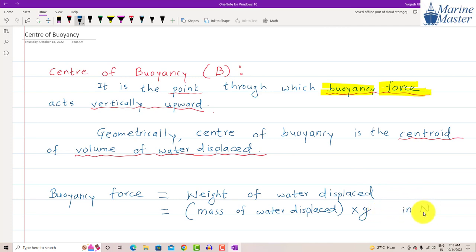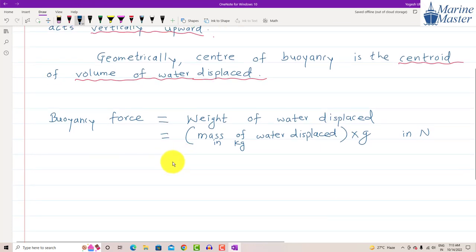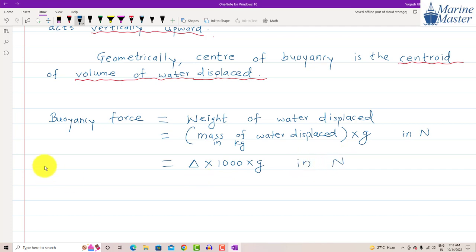In Newton. So the mass of water displaced will be in what? For this weight relation, it must be in kg. And how do we get the mass of water displaced in kg? Displacement delta means the mass of water displaced in ton. And how do we convert ton into kg? Multiply by 1000. And if you multiply by g, we will get the buoyancy force in Newton.